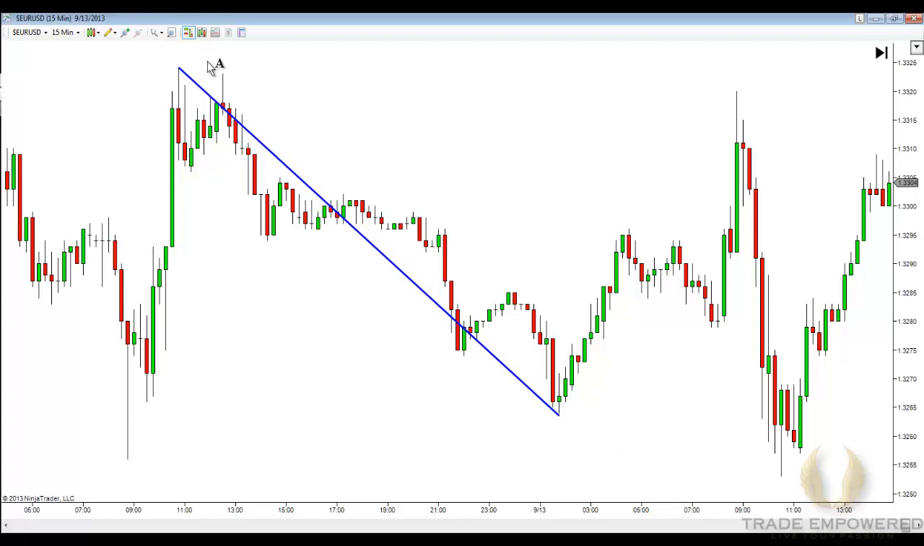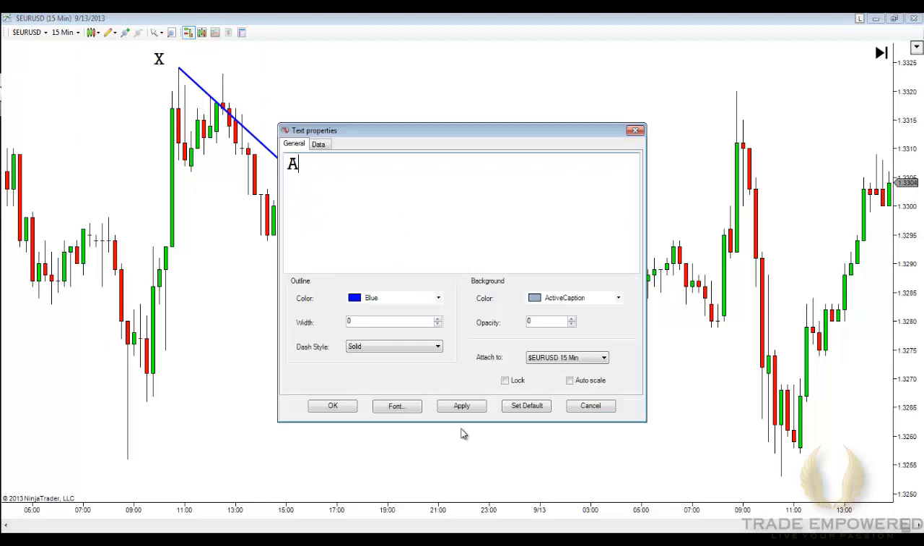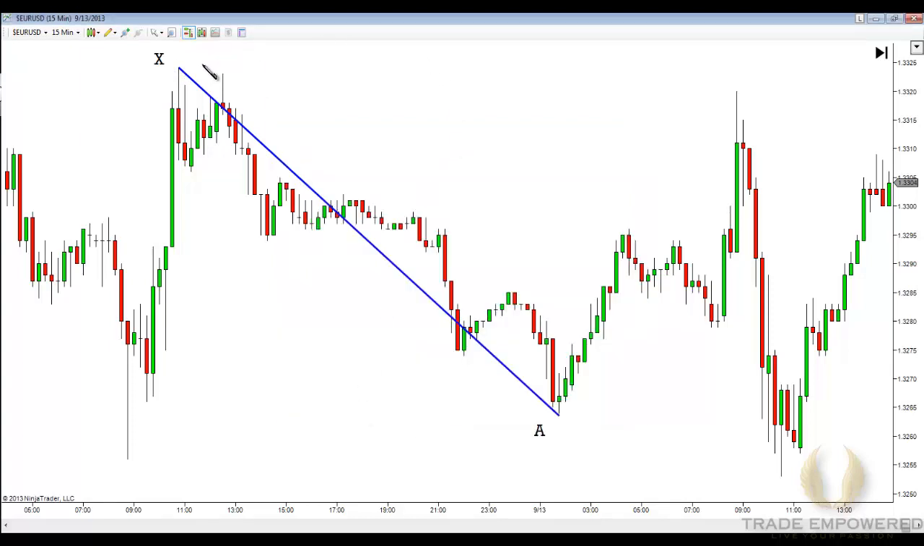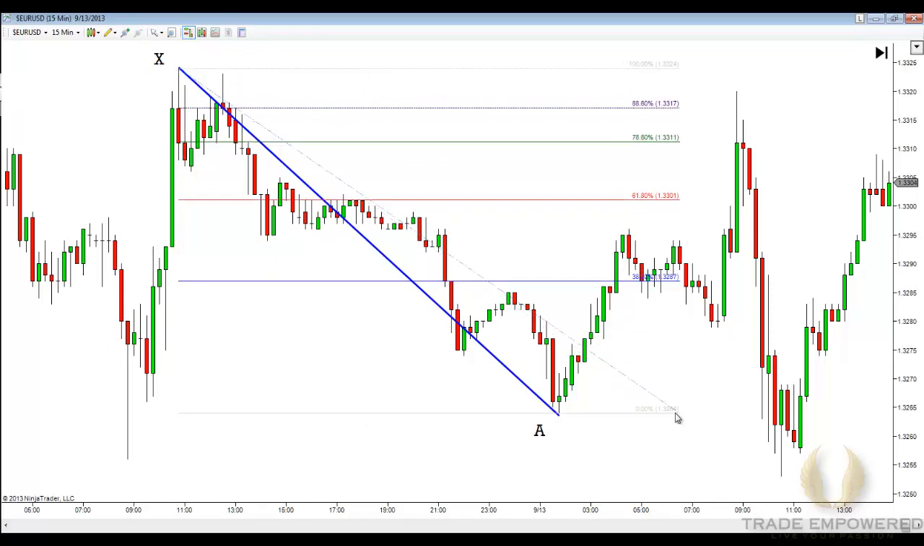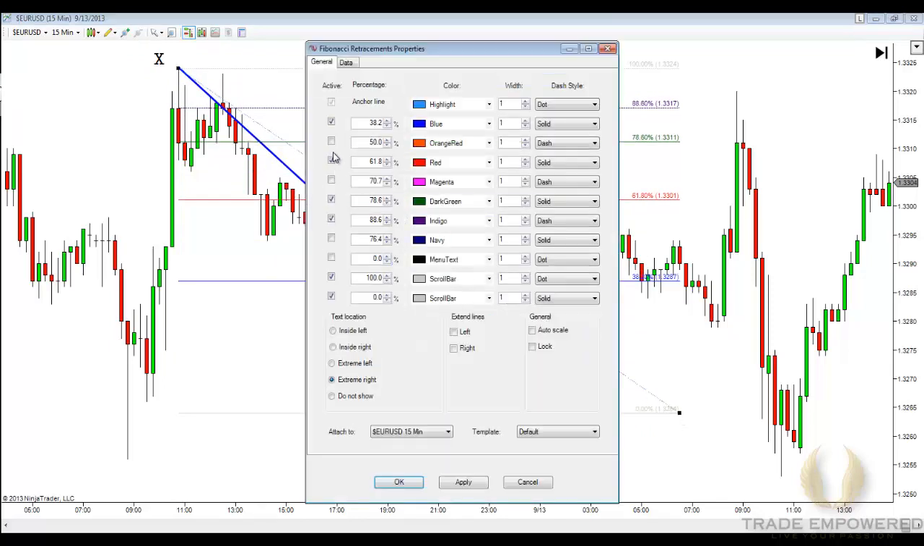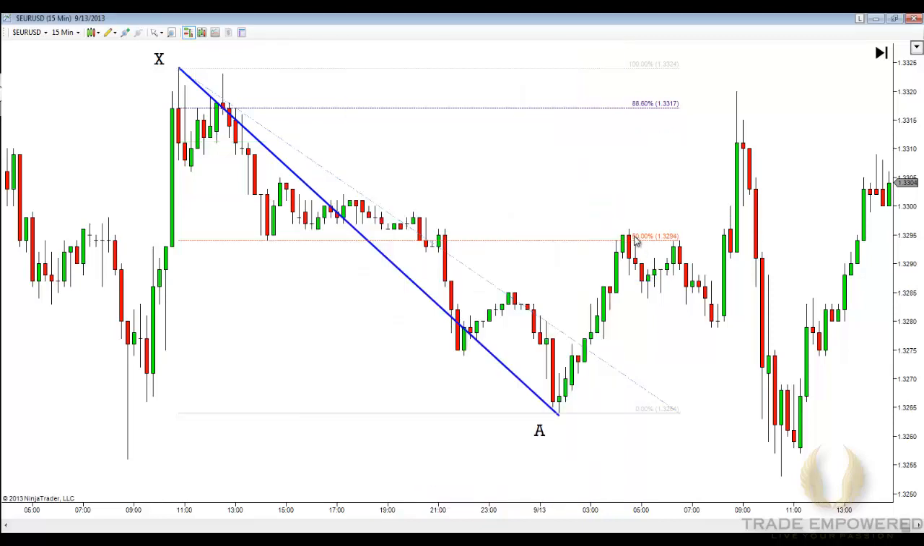So we have our X to A. We then want to take our Fibonacci retracement tool from our X leg to our A leg, double click that, bring in my 50% retracement. You can see that price action does indeed hit the 50%, doesn't come up to the 618, giving me a valid B leg.